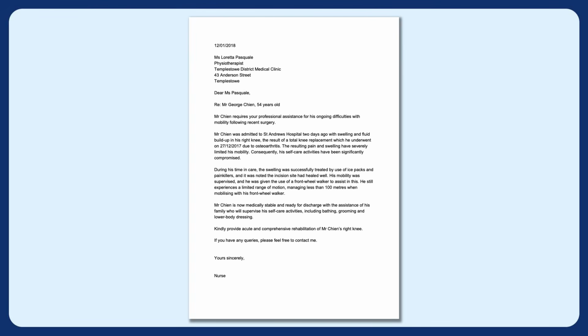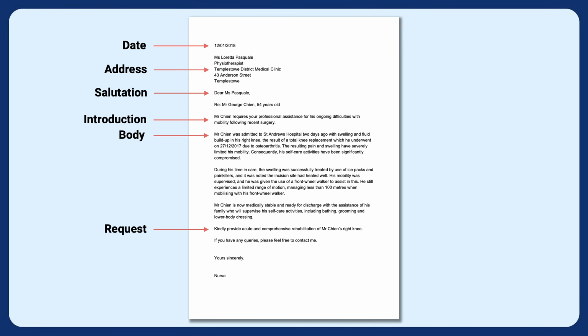So the name of the game is to write one of these. This is a high-scoring OET letter. It consists of a date, an address, a salutation, an introduction, a body, a request, and a sign-off.